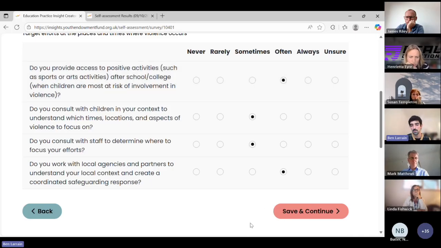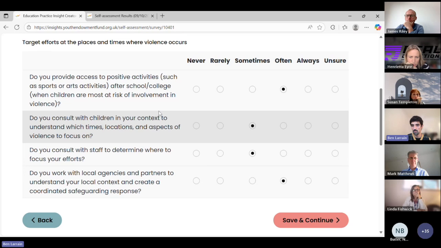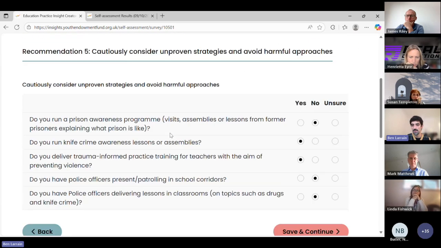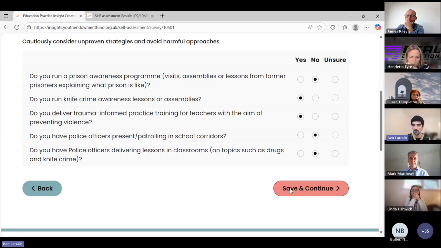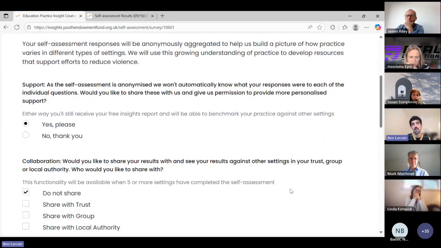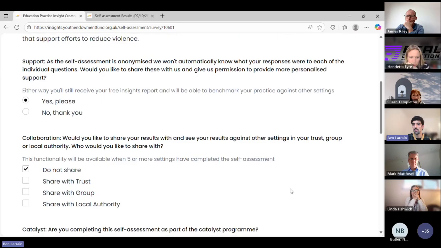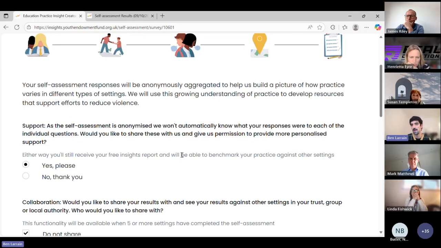So I've filled one in just to save a little bit of time, but I just wanted to show you what the experience looks like. So you will complete 37 questions, just moving your way across the questions. You'll then reach a page with questions around anonymity. So the tool is very much designed to be anonymous.